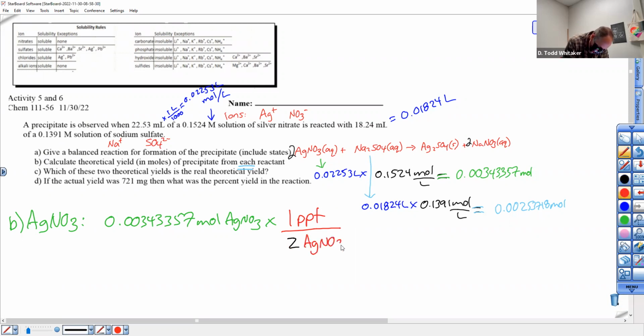And these numbers, the 1 and the 2, what are they called again? Coefficients. What's the only thing coefficients are good for? Moles of one substance, moles of another. You got to have moles to start with, or else you're not using coefficients. And we're going to get that number cut in half.